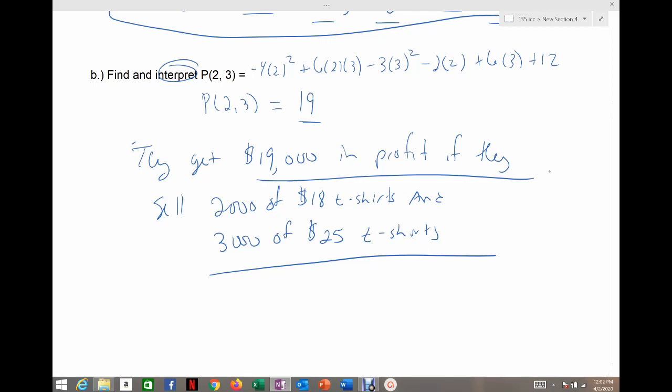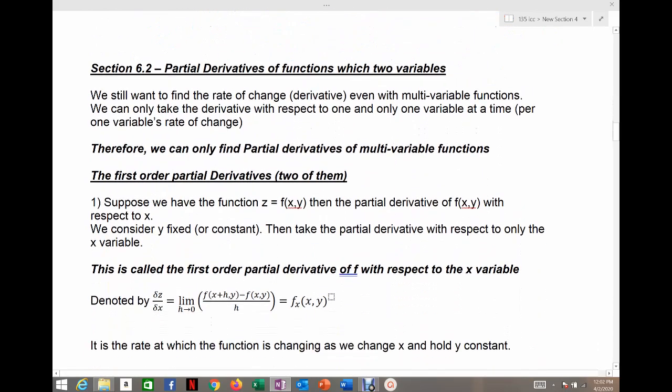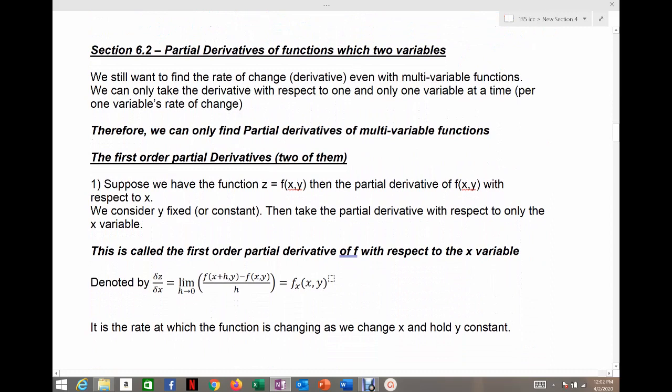Alright, so that's just kind of reminding you of maybe some algebra you've forgotten from your Algebra 2 class. In the next video, the next set of notes, 6.2 part 1, we're going to look at the partial derivatives. We're going to look at the calculus of this. Alright, so that's the next video, so we'll stop there.